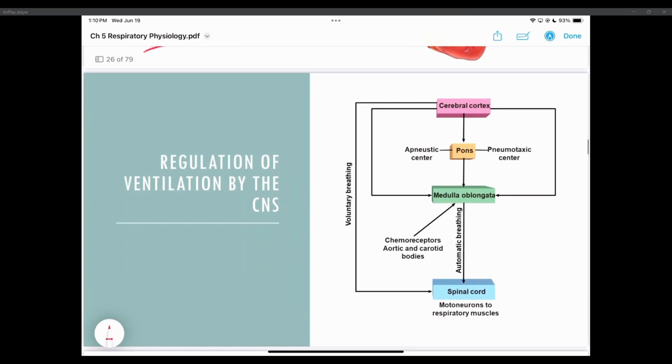So regulation of ventilation, we have the cerebral cortex involved. Here's our pons with our apneustic and our pneumotaxic centers. They're going to have an influence on the medulla oblongata, which then will regulate your breathing to the spinal cord through its PNS, SNS inputs, or if it's voluntary breathing, still goes to the spinal cord and then obviously through your phrenic nerve to get you breathing more. So this is a graphical way of just looking at how our breathing is regulated.